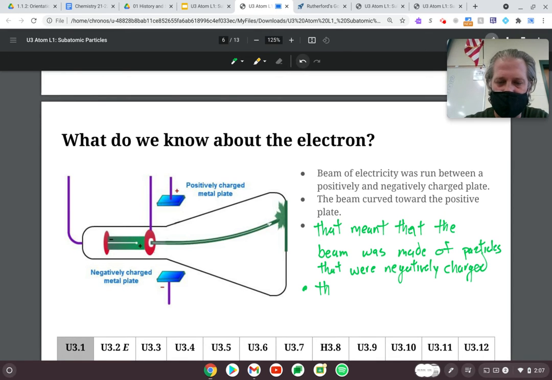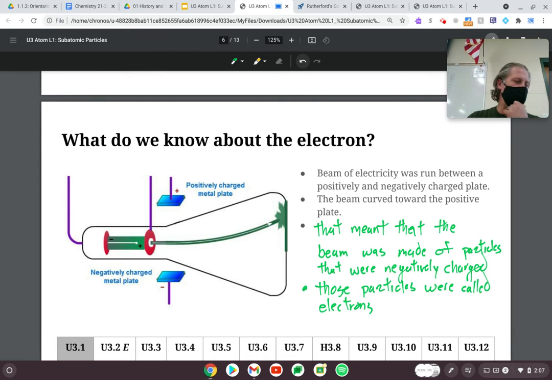And so those particles were called electrons. So that's how we know what we know about the electron. That's the experimental evidence that supports the fact that all atoms have some negatively charged particle inside of them.